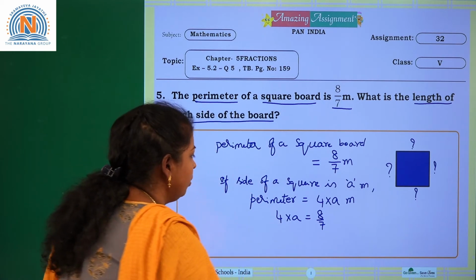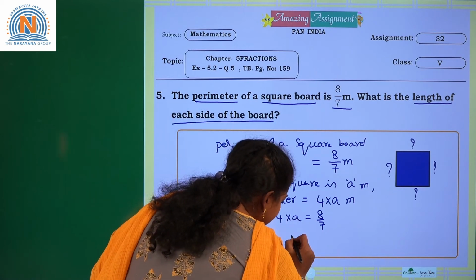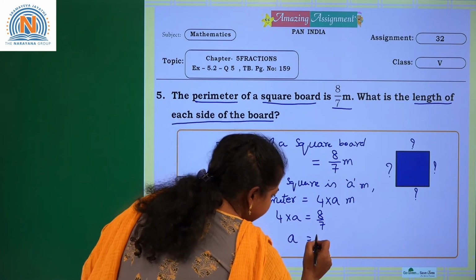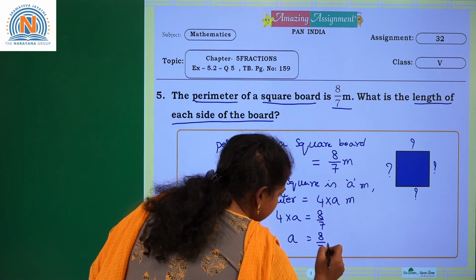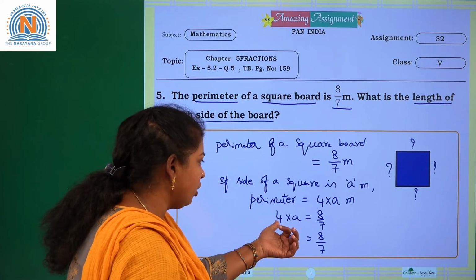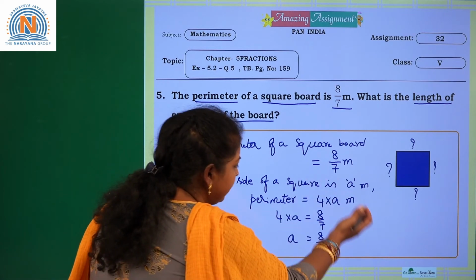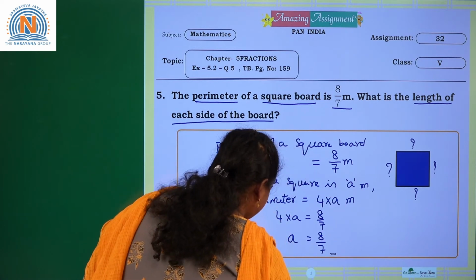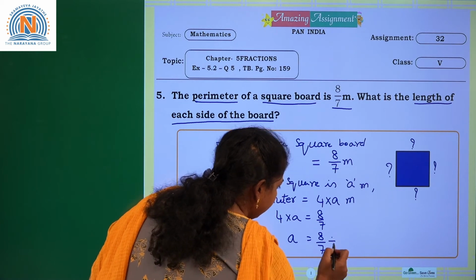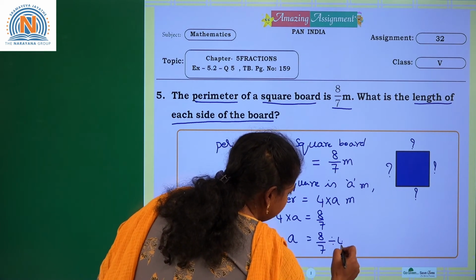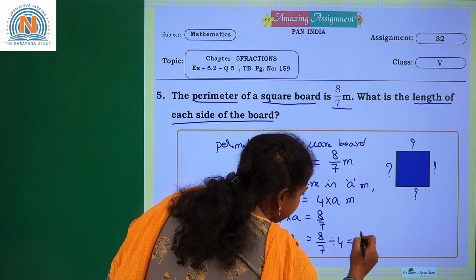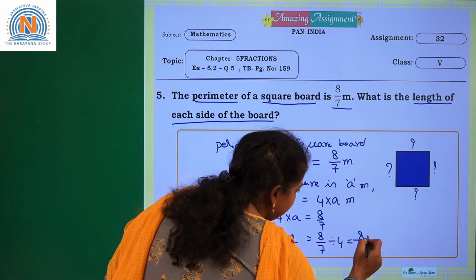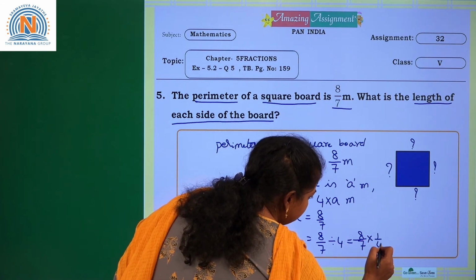Now, what do we require? We require A, that is the length of the side of the square. If a number is multiplying on your left hand side, and you bring it to the right hand side, it will divide. So 8 by 7 divided by 4 will become 1 by 4.